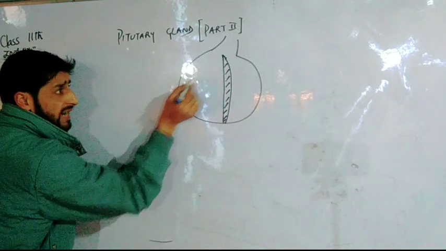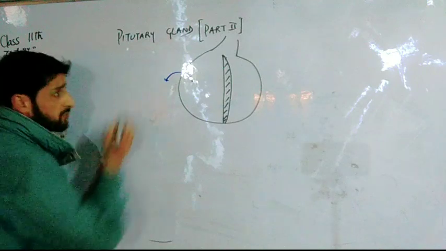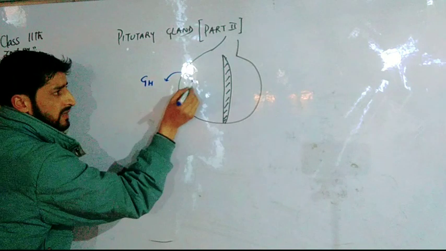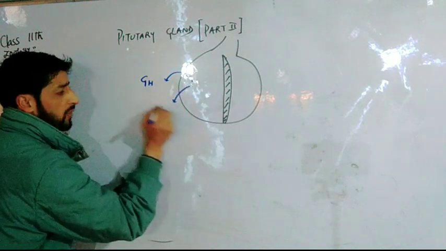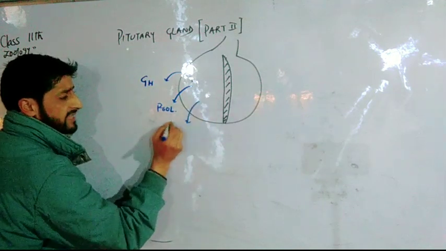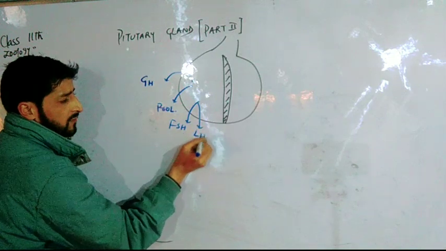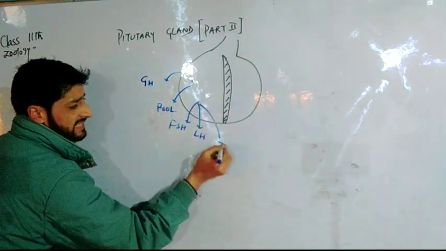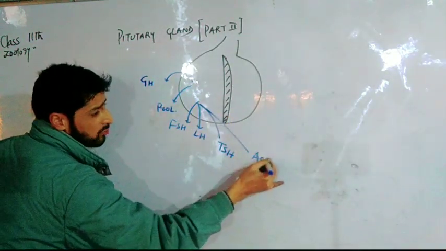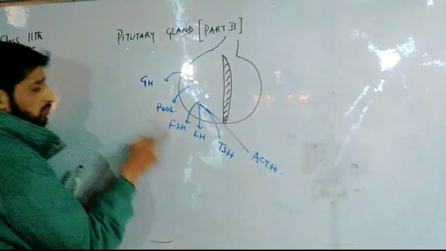Now what I told is that from this anterior lobe of pituitary gland, 6 hormones are produced. The first hormone, growth hormone. The second hormone, prolactin hormone. The third hormone, FSH. Fourth hormone, LH. Fifth hormone, TSH. Sixth hormone, ACTH, adrenocorticotropin hormone. Now, 1, 2, 3, 4, 5, 6.